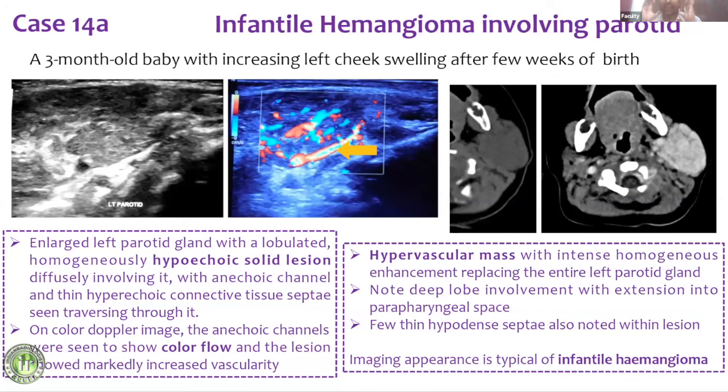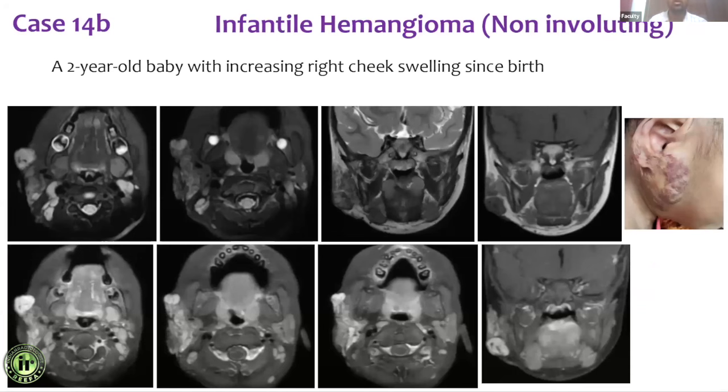So if you are getting a solid mass on ultrasound with a high arterial flow pattern, and you are getting this kind of intensely enhancing soft tissue lesion with a typical clinical presentation, the first thing will be hemangioma. So another case, this is a case of a 2-year-old boy with an increasing right cheek swelling since birth.